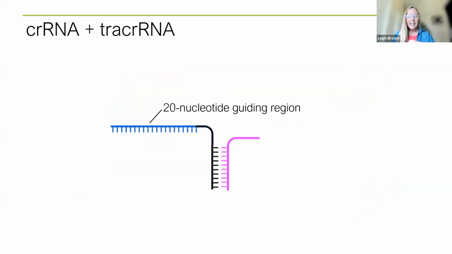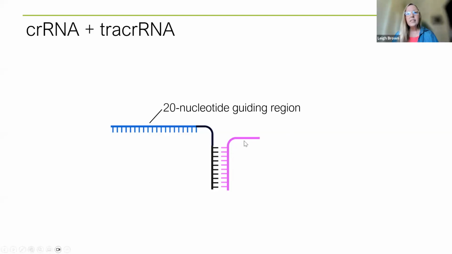Okay. Now let's take a little bit of a closer look at the CRISPR RNA and the tracer RNA. So the CRISPR RNA, remember, is cut from that long CRISPR array, and it's cleaved by an RNase, an enzyme that cuts RNA. And now we have that 20 nucleotide guiding region. This is from the viral DNA itself, the spacer DNA. The 20 nucleotide guiding region will target Cas9 to a match in the target DNA when a new virus comes in.